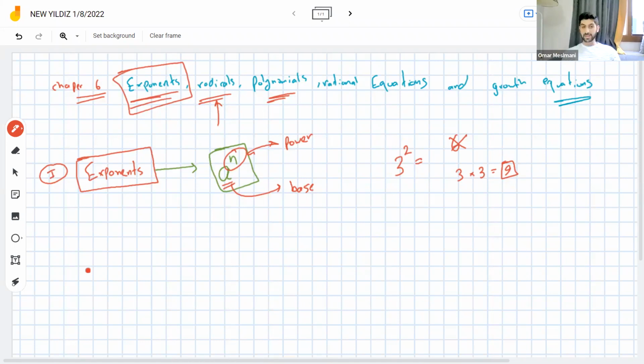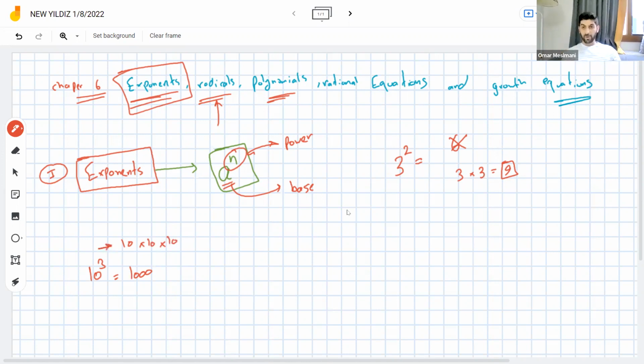As an example, let's say that I have 10 to the power of 3. Who knows what is the answer? 10 power 3. 1000, exactly. Why is it 1000? Because basically it's 10 multiplied by 10 multiplied by 10. So now this is the concept of having an exponent.